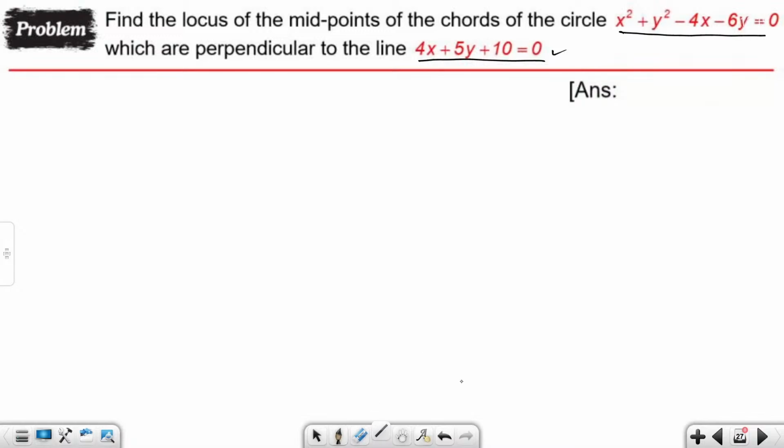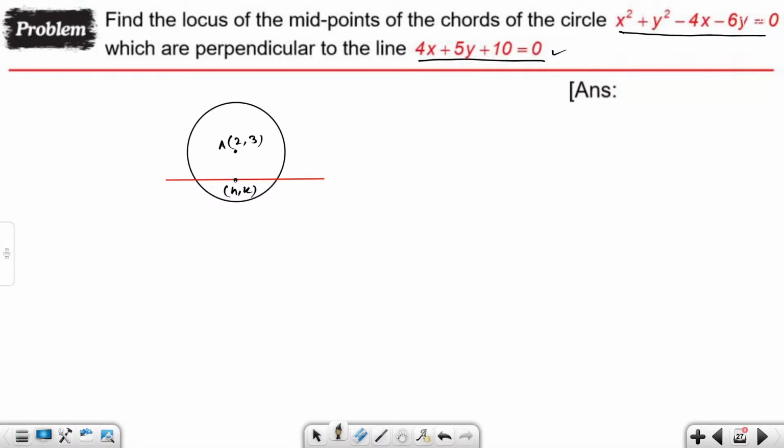Let me just draw the diagram to give you an idea of what is happening. This is the given circle, and this is the given chord. The center of this circle, which is given to us, is (2, 3), and you have to find the locus of the midpoint of this chord. Let us say (h, k) is any point on the locus.